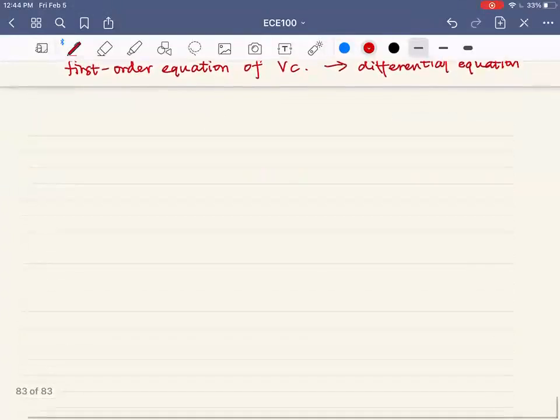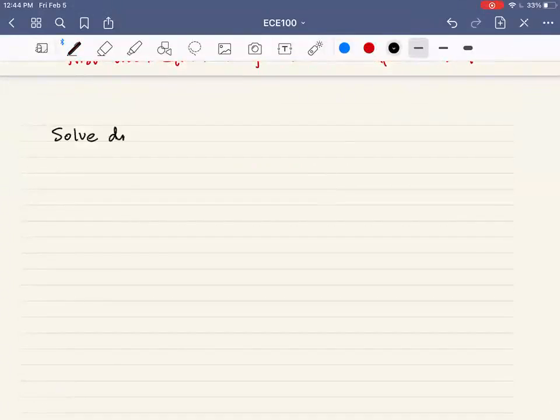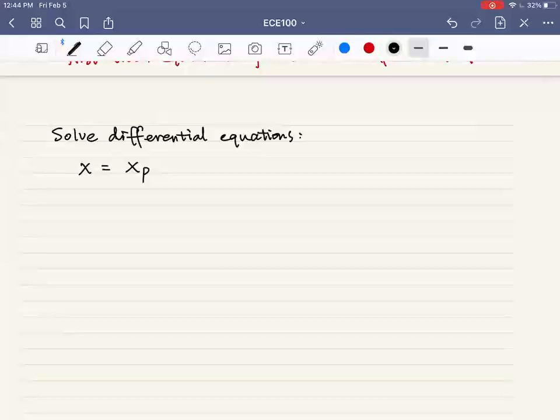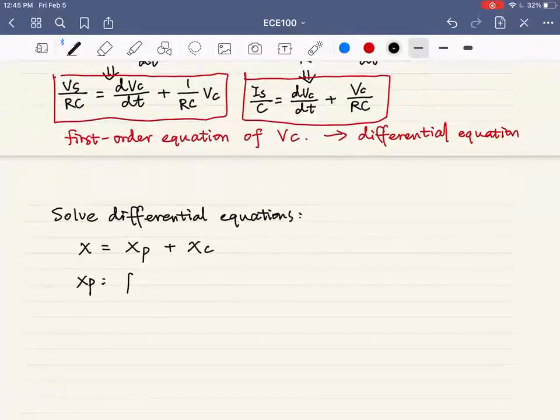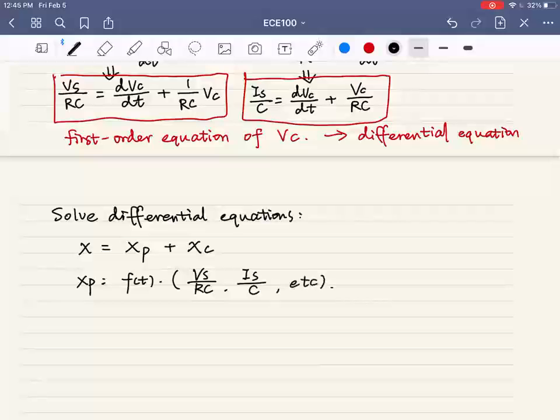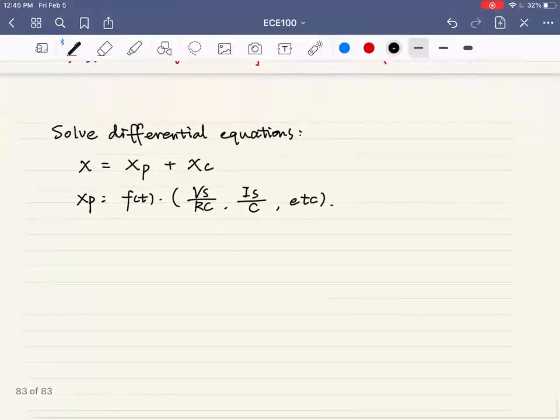And here are the methods for calculating the differential equations. Our solution will be divided into two parts. The first one is the particular solution. The second one is the complementary solution. For the particular solution, we will discuss what is the FT. In the first equation above, FT equals Vs over RC. In the second equation, it equals Is over C, etc. So it depends on what your equations look like.